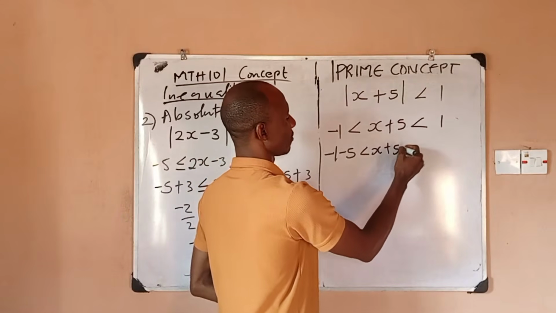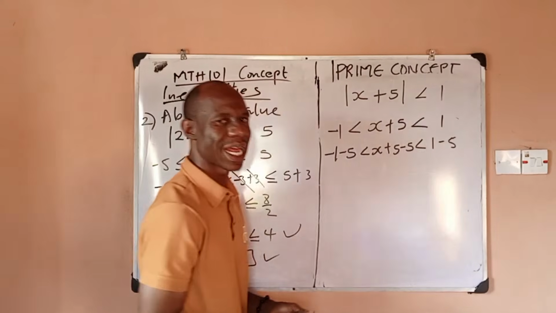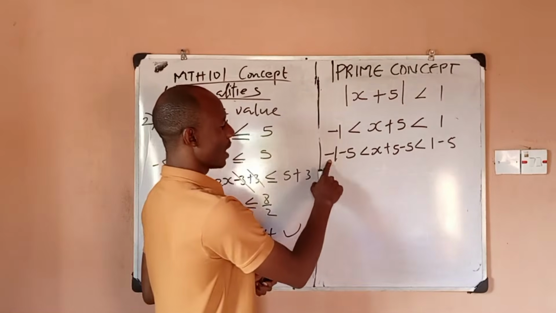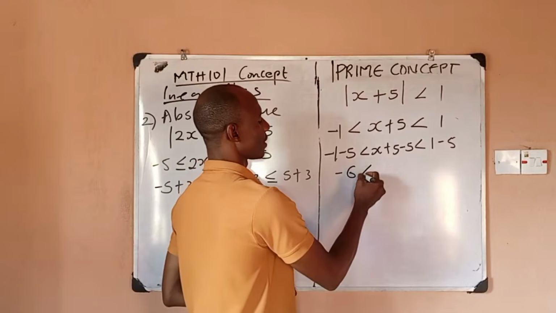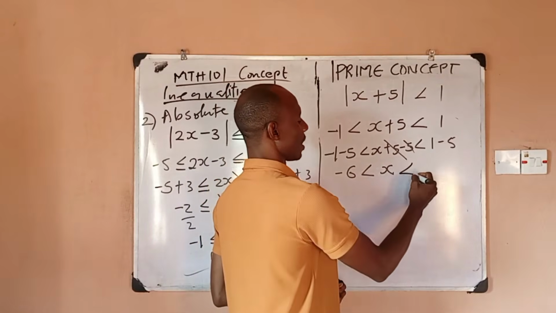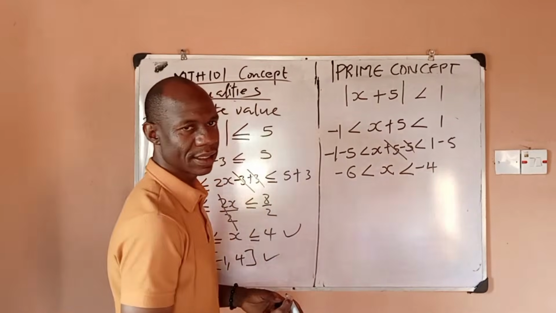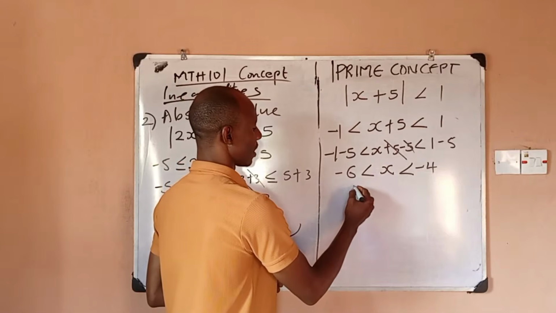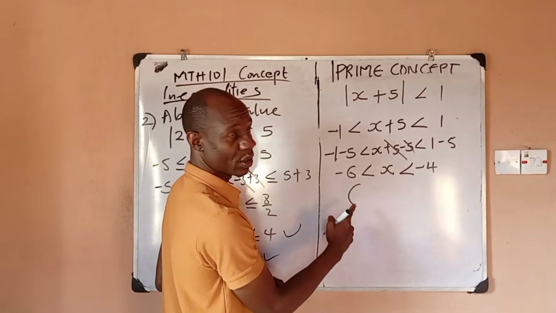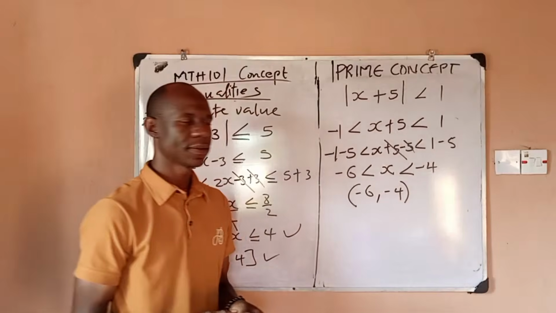So I'm going to say minus 1 minus 5 less than x plus 5 minus 5 less than 1 minus 5. I'm subtracting 5 because this is plus. So minus 1 minus 5 is minus 6, less than x, less than 1 minus 5, which is minus 4. So this is my answer. Or better still, you can just say open bracket, because this is a strict inequality, minus 6 to minus 4.